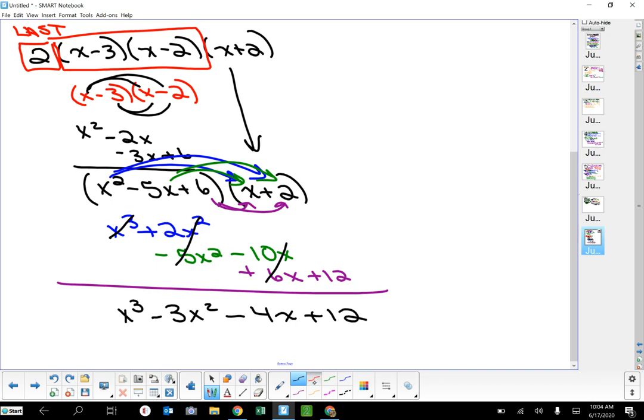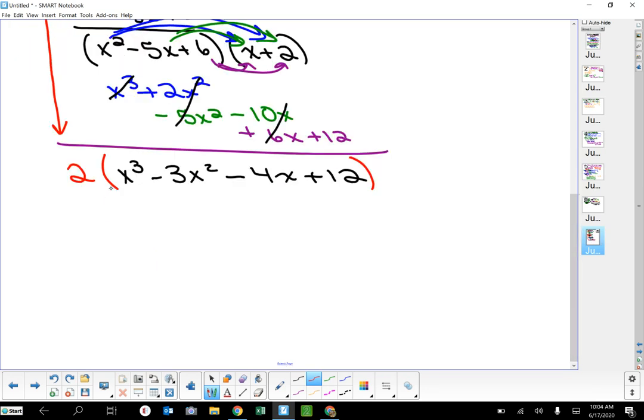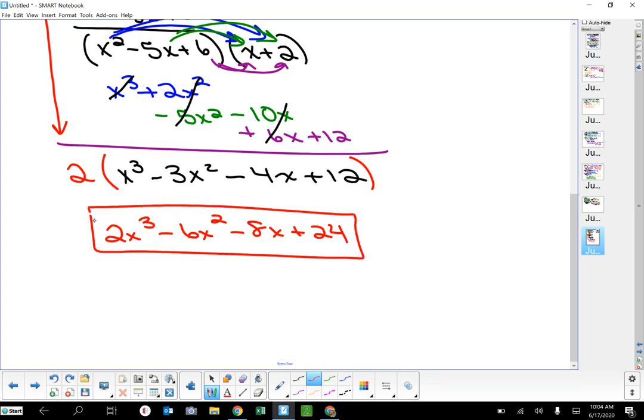And now, last but not least, I'm going to drop this 2 down and multiply by everything, or distribute it to everything in the parentheses. So this is going to give me 2x cubed minus 6x squared minus 8x plus 24. And that's going to be my answer.